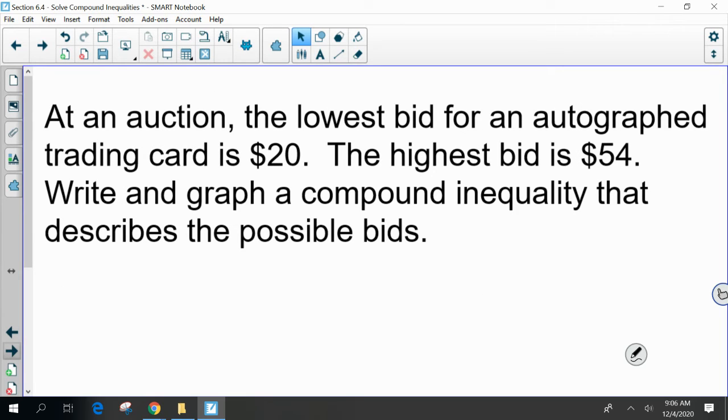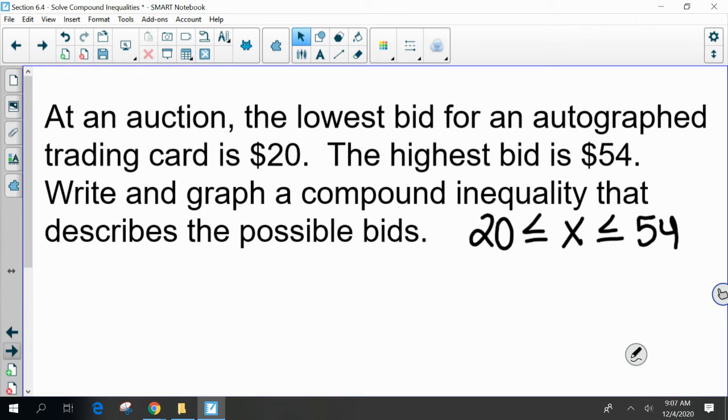All right, so the next part. At an auction, the lowest bid for an autographed trading card is $20. The highest bid is $54. Write and graph a compound inequality that describes the possible bids. So x has to be greater than or equal to, okay, we're going to include $20. X has to be greater than or equal to 20. And the highest bid is 54. So did we do or equal to? Less than or equal to 54.